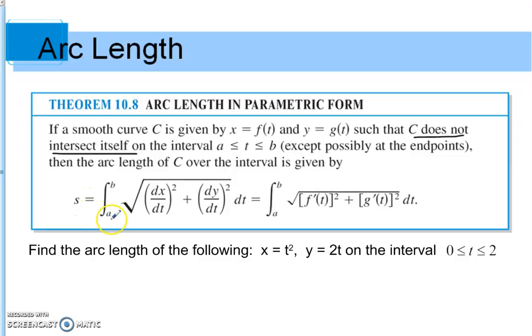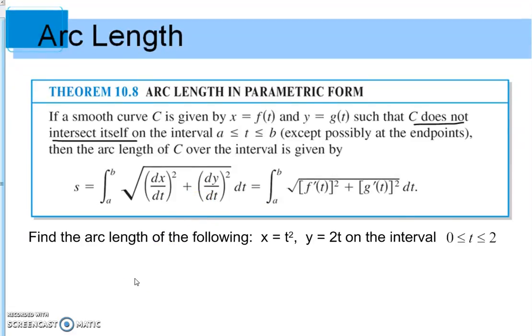S is equal to the integral from a to b of the square root of the derivative of x with respect to t quantity squared plus the derivative of y with respect to t quantity squared. Or here's another way to look at it, and some of you might like this way a little better anyway. It's up to you.